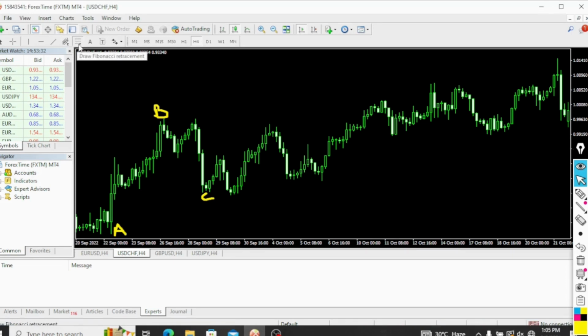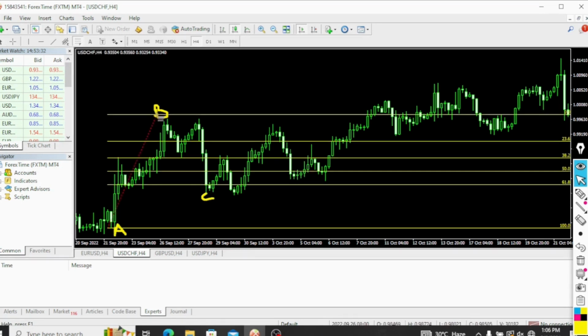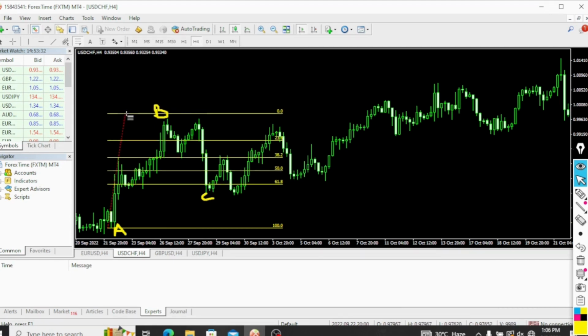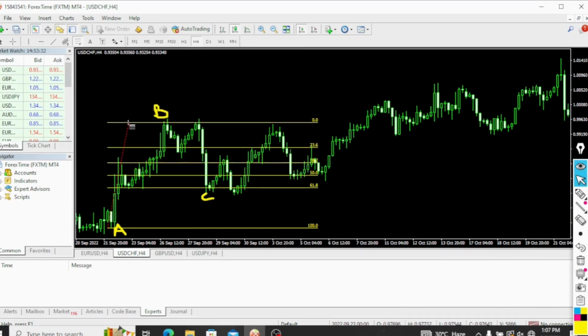So this is your Fibonacci retracement tool, found at the top left hand side of your platform. This point here, you click on it, you click on point A, you drag to point B. You click on point A, drag it to the level of point B. Then you'll be able to see the retracement. All right.